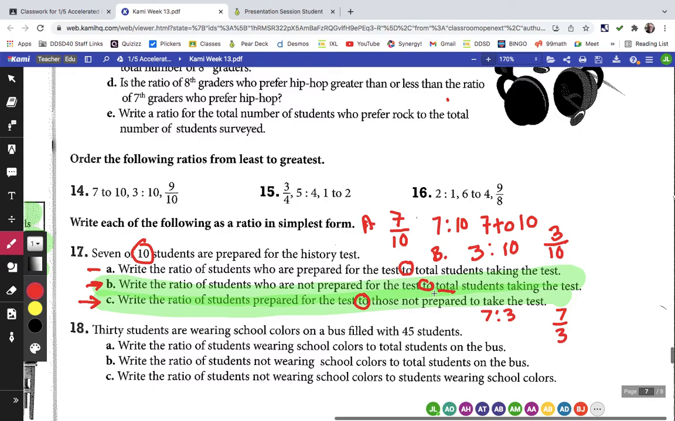Let me erase this a little bit. And by the time you see the video, well, I'll just leave it right there. So 7 out of 10 students were prepared for a test. It asks you to write the ratio of students who are prepared for the test to the total students taking the test. So I highlighted and circled the word to, because that, let me actually highlight here.